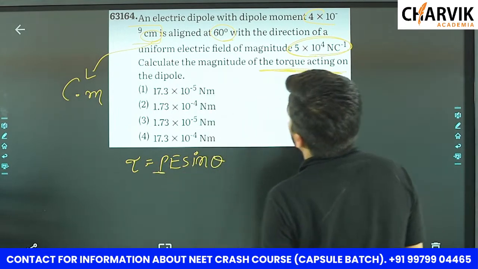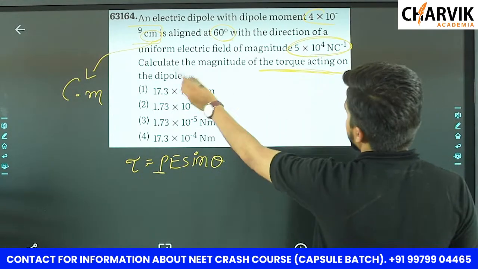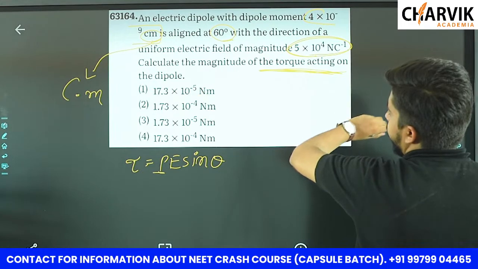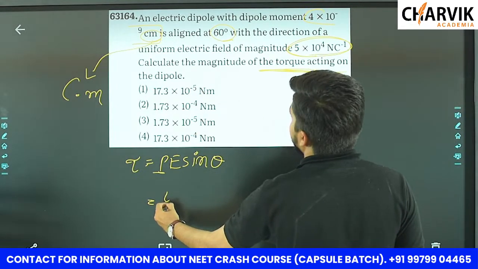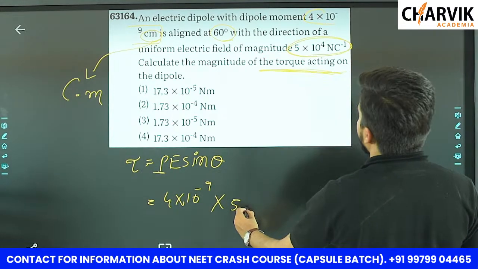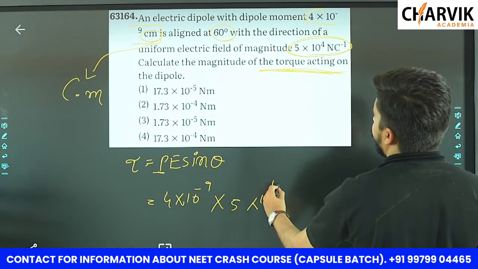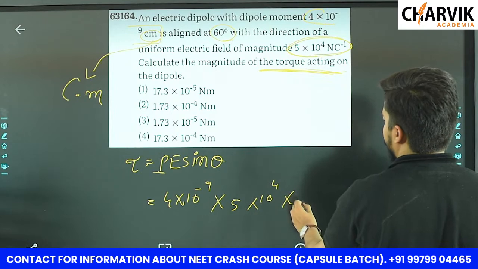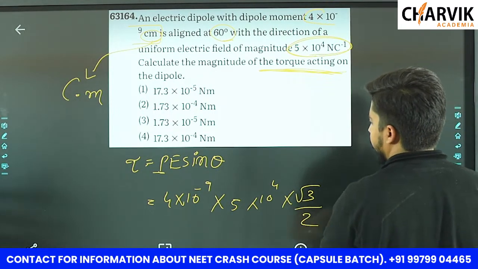What is the dipole moment? An electric dipole moment is this one. The direction of the uniform electric field. Okay, value of the P is given, 4 into 10 raised to -9. Value of electric field is given, which is 5 into 10 raised to 4 into sin theta, sin 60, which is √3 divided by 2.